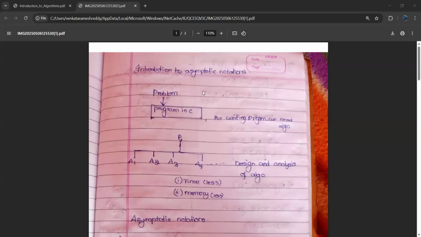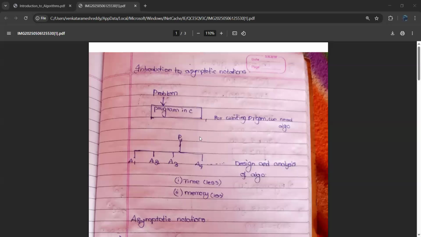If we want to solve those problems, we need to write a program for the given problem. Whatever language we write in, whether C or Python, irrespective of the programming language, we have to write a program for the given problem. For writing the program, we need some algorithm. By using this algorithm, we are able to write a program for the given problem so that we can solve such a problem.